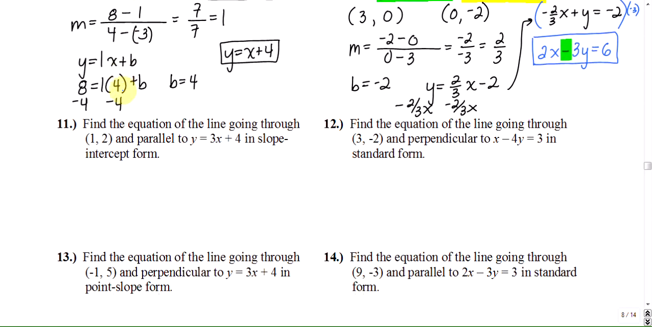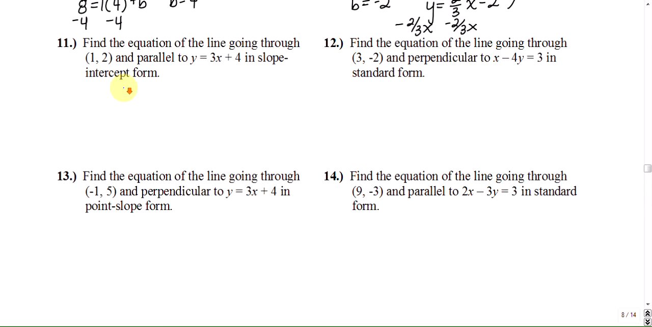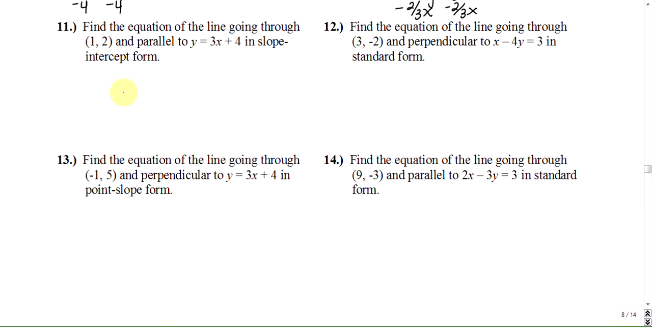All right, let's try some parallel perpendicular ones, which I think you're familiar with from algebra courses. These are quite famous problems. Got to read the problem carefully to make sure you know if it's parallel or perpendicular. You also want to double check what form they want the equation in.